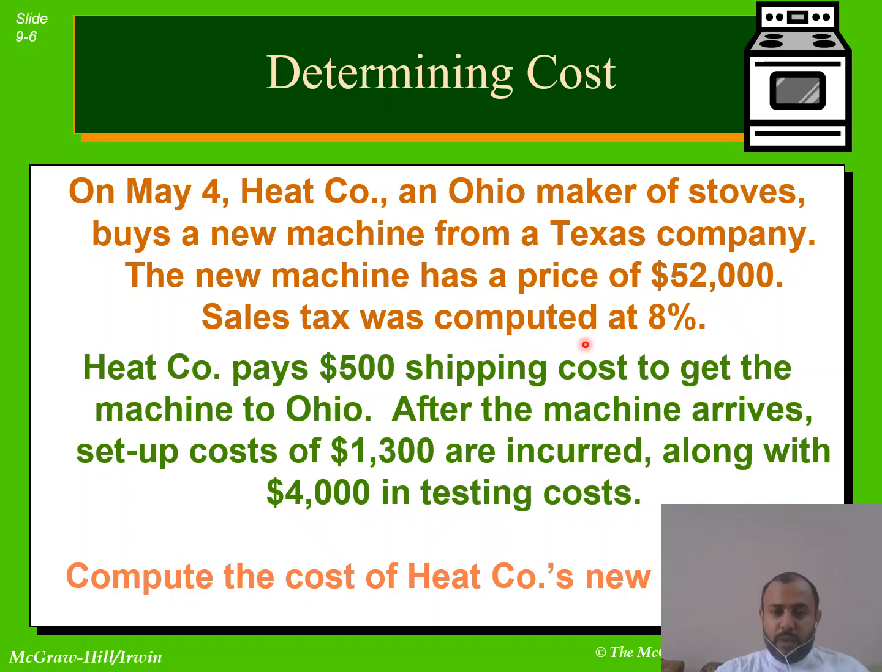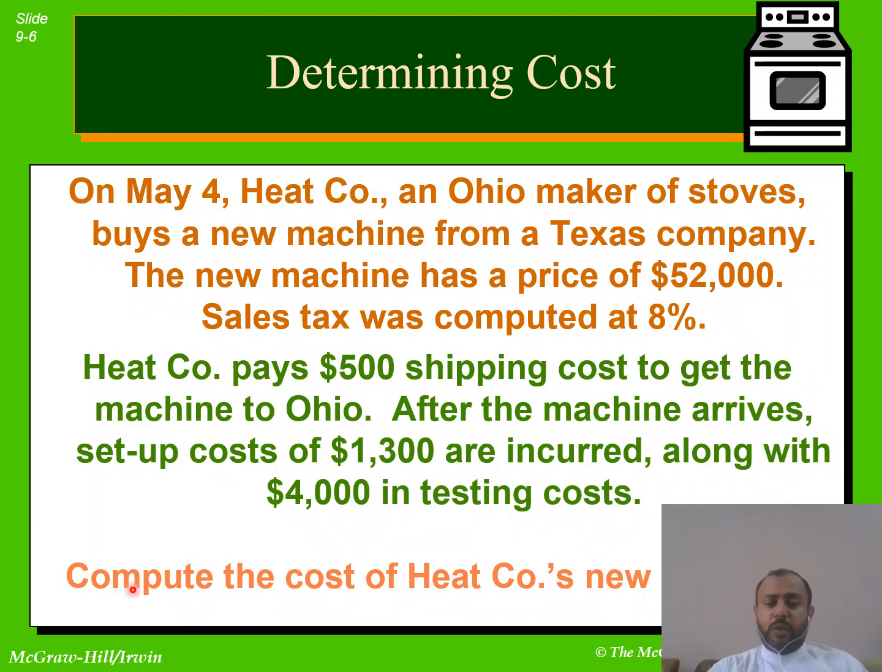which is definitely, you can say, included in the price. 52,000 plus 8% of 52,000. $500 is the shipping cost है, freight cost, और मशीन को सेटअप करने के लिए सेटअप कॉस्ट फॉर मशीन is $1,300 and $4,000 in testing cost. Before starting the working of a machine, it needs to be tested, and the cost for test is $4,000. So there are different costs other than the price. Price is only 52,000. 8% is the sales tax, $500 shipping cost, $1,300 setup cost, installation cost, we can say, and $4,000 is the testing cost.